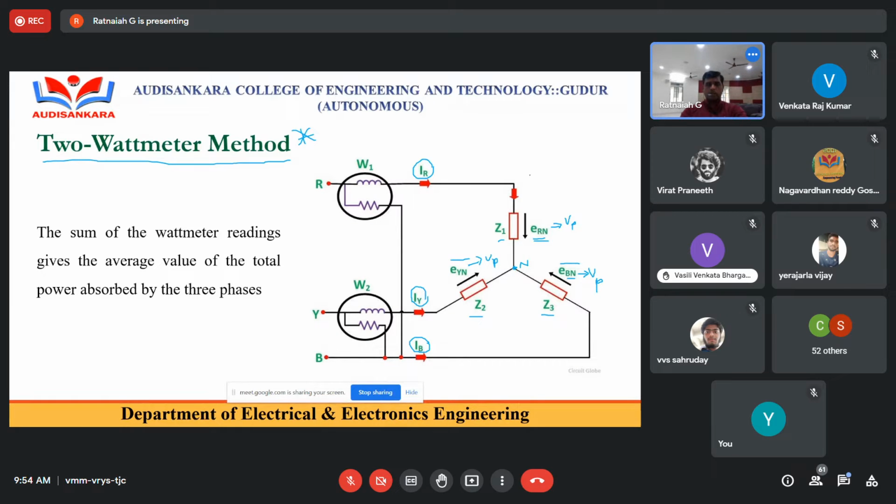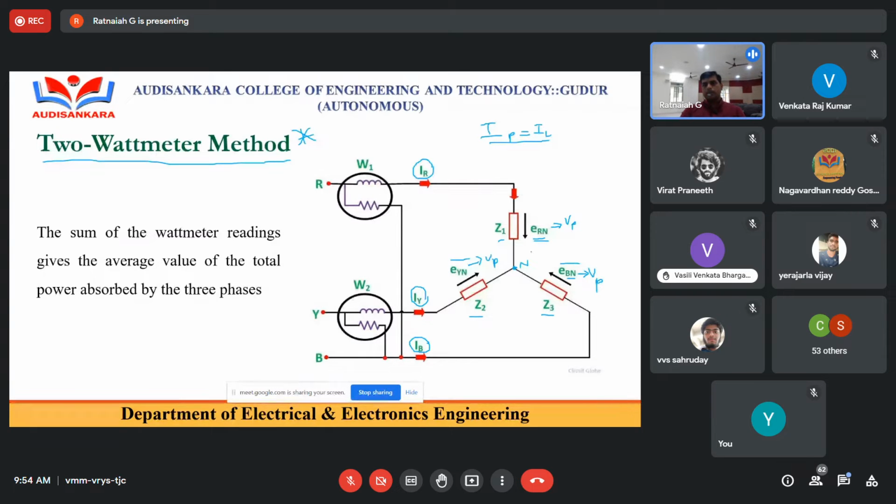That is, ERN, EYN, EBN are the phase voltages. IR, IY, IB are the current through the R phase, the Y phase, and the B phase. Earlier I said, in a star connected network, the line current and the phase current are the same. I phase is equal to IL, because in a star connected network the impedance is connected in series with the line. That is, the current passing through the phase and the line is the same.